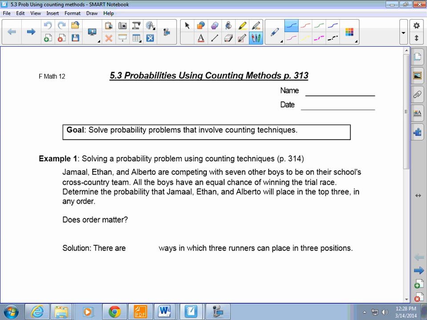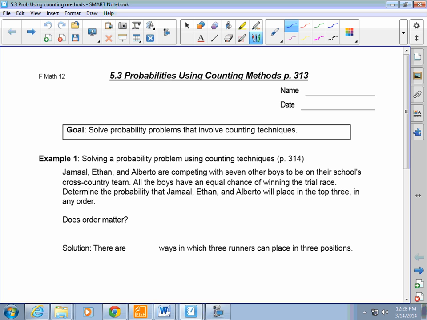So the first one says, Jamal, Ethan, and Alberto are competing with 7 other boys to be on their school's cross-country team. All the boys have an equal chance of winning the trial race. Determine the probability that Jamal, Ethan, and Alberto will place in the top 3 in any order.